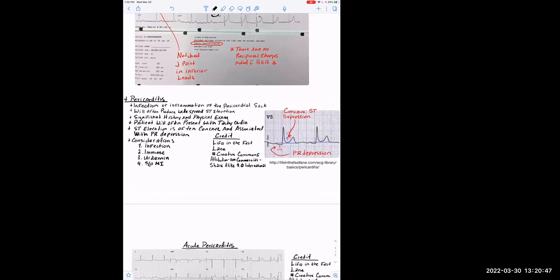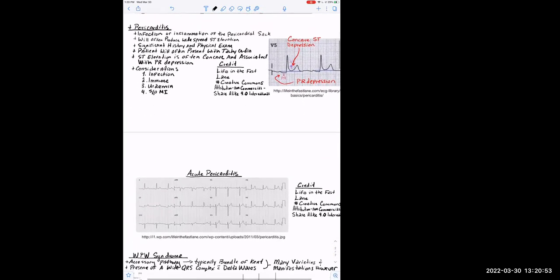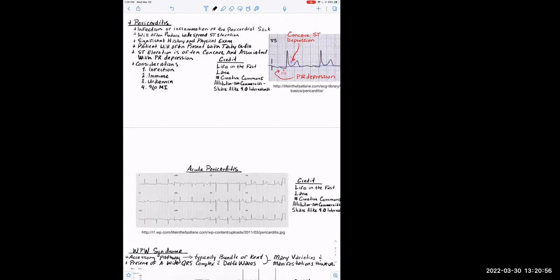Okay, all right. So let's move on to our next STEMI mimic, and that would be pericarditis. So what is pericarditis? Well, pericarditis is inflammation of the pericardial sac. It could be bacterial or it could be viral. Usually when you have pericarditis, it will manifest in three stages of change on the EKG.